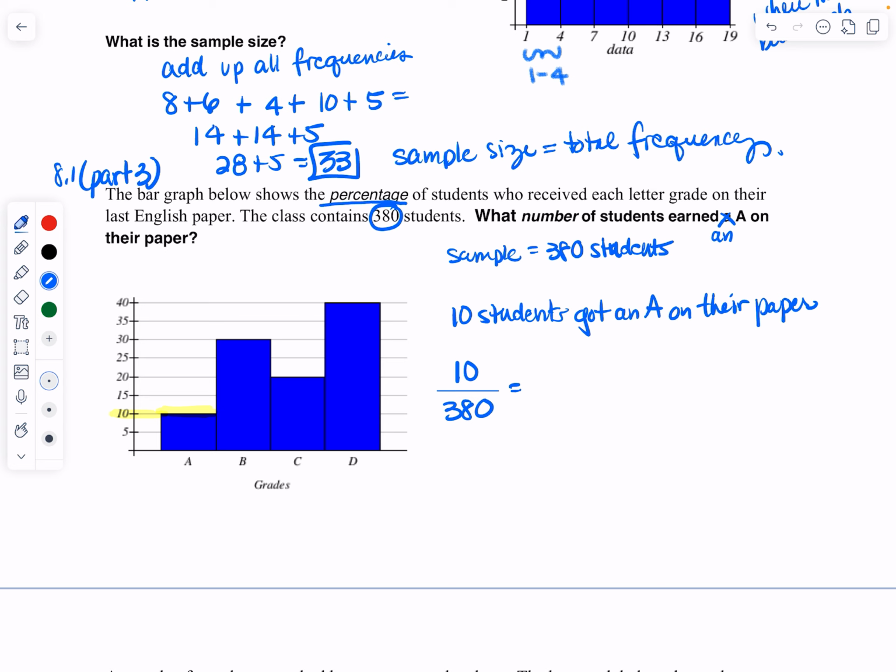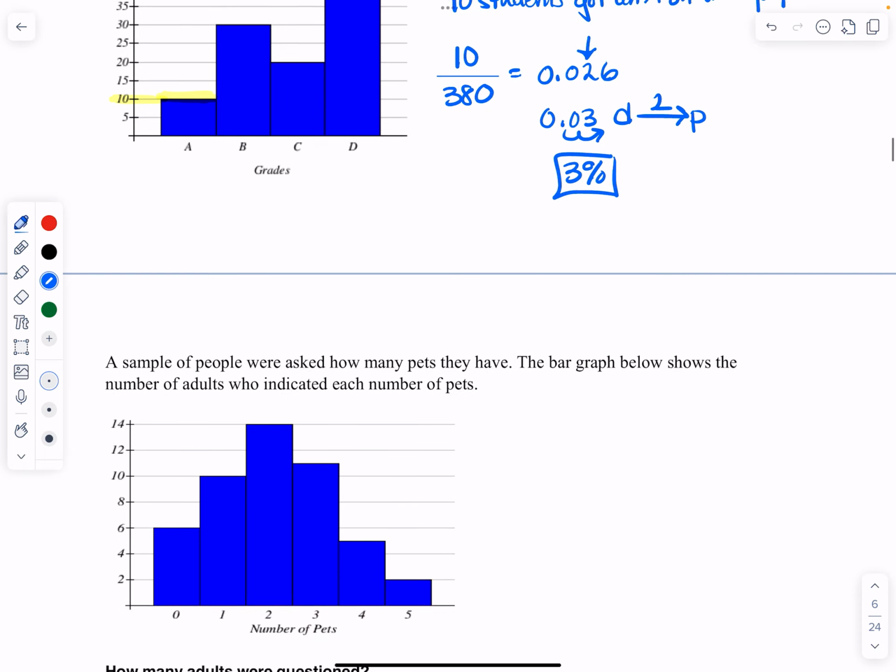I found mine. So 10 divided by 380 equals 0.026. I'm going to round to the hundredths place, so I'm going to put 0.03, and now I have to change that decimal to a percent. So I'm going to move the decimal 2 places to the right. So 3% of the population earned an A on their paper in English. Okay, let's look at the next one.